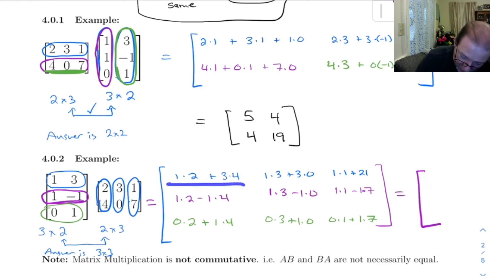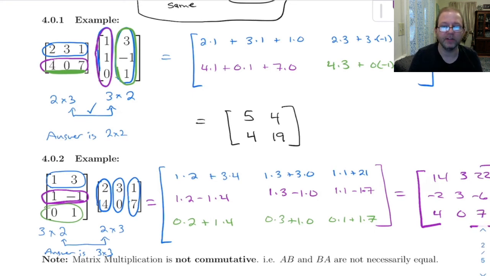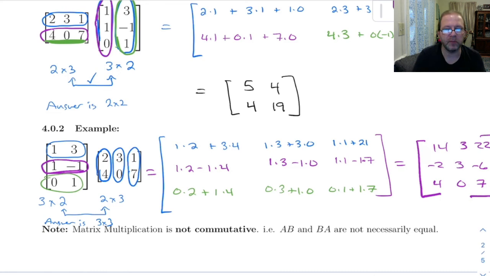This up here is going to be 12 plus 2 is 14. This is going to be 3. And then this is going to be 22. Next up, we've got 2 minus 4, which is negative 2, then 3, and then 1 minus 7 is negative 6. Then 4, then 0, then 7. All right, so I've got that kind of crammed in on the side there, but that's the product.